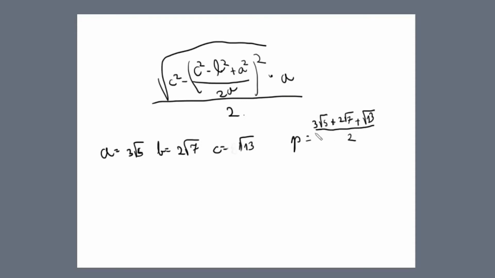It's horrible. And this formula, in fact, is actually better because, look, c squared, that's 13, minus, we open the parentheses, what is c squared? 13. What is b squared? That's 98. What is a squared? A squared is 9 multiplied by 5. That's 45. Good. All over 2a.